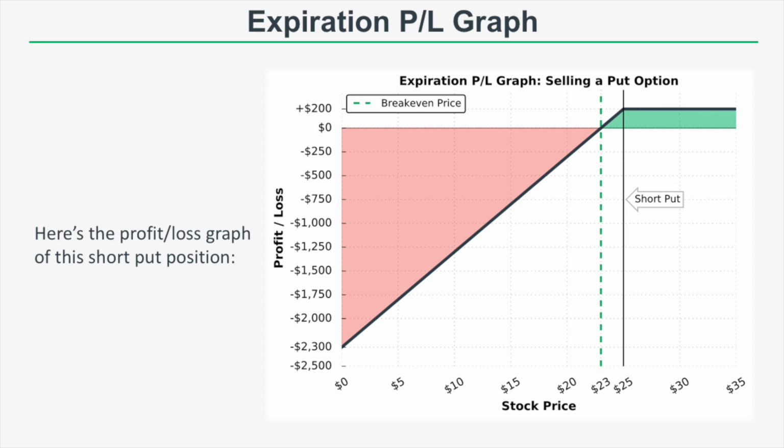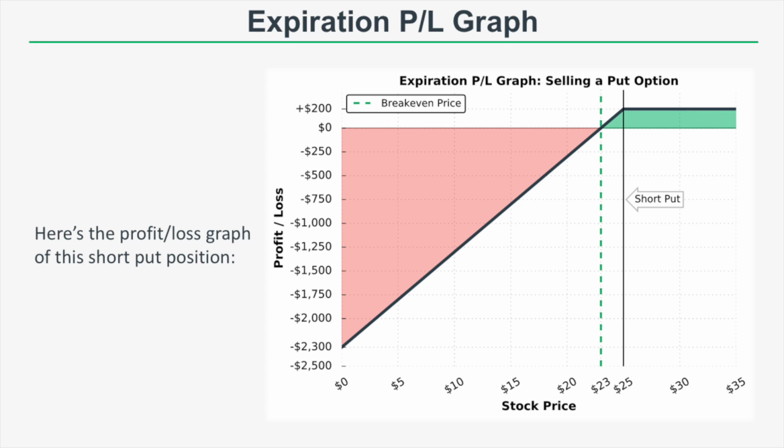So if the stock price is $23 at expiration, the short put will have $2 of intrinsic value. All of the extrinsic value will be gone, but since that option expires with a value of $2 and we sold it for $2, the net profit is zero.